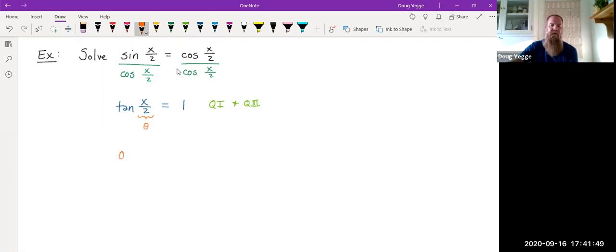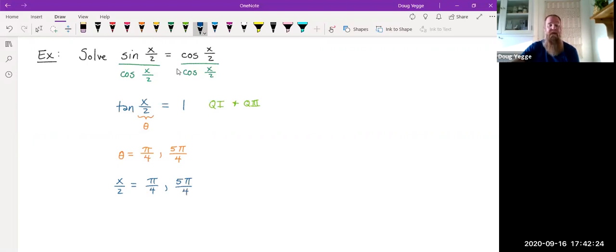And we'll realize that theta is equal to an angle of pi over 4, because that's where tangent of theta is equal to 1. And also the third quadrant pi over 4 angle, which is 5 pi over 4. But keep in mind that that theta is actually x over 2. So what we need to do in order to solve this is realize that x over 2 is equal to pi over 4 and 5 pi over 4.